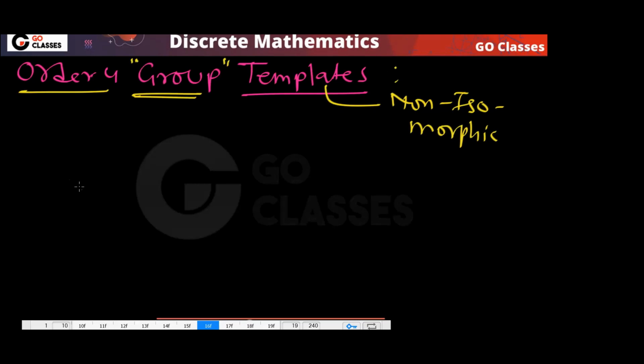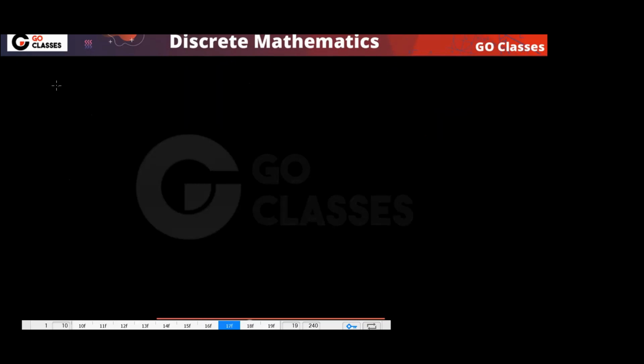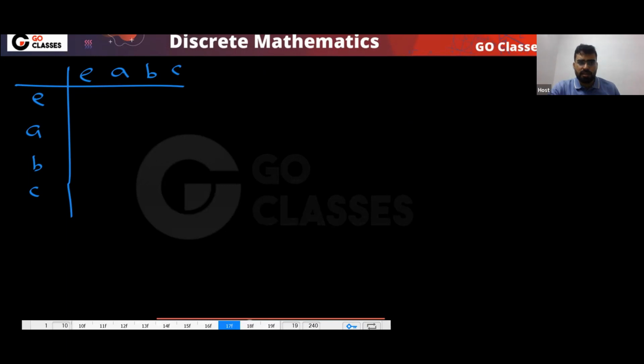In the last class, we have already seen you have order 4. Then how many can you create? Let's check. For example, let's assume you have these 4 elements, E, A, B, C. Do I have any choice in the first row? There is no choice in the first row.